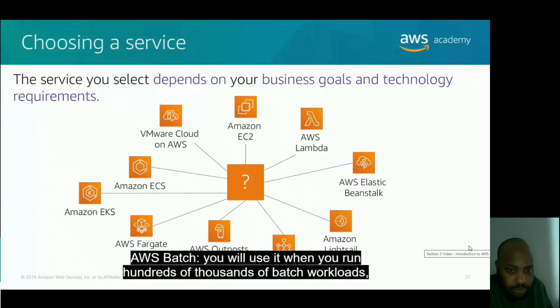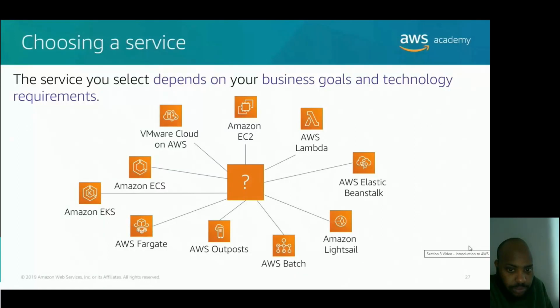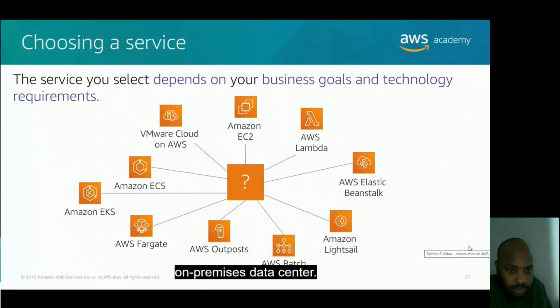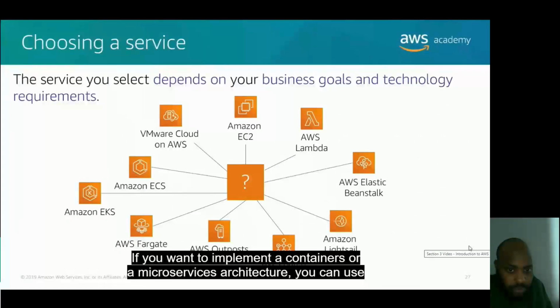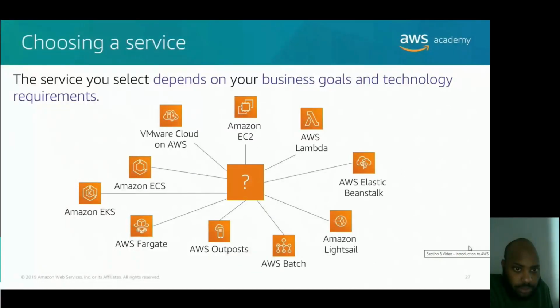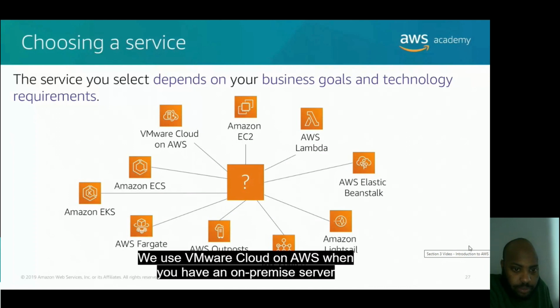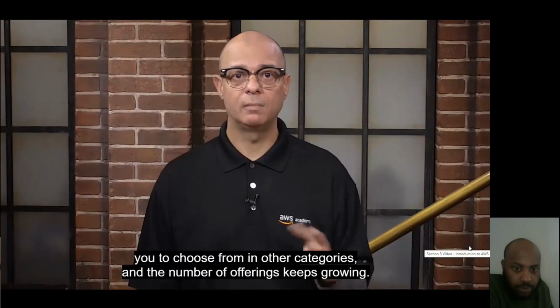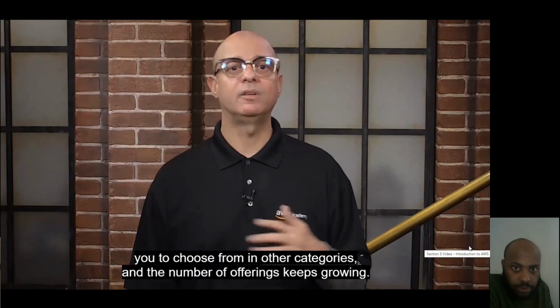AWS Batch, you will use it when you run hundreds of thousands of batch workloads and you need to run them reliably. AWS Outposts, you will use when you want to run AWS infrastructure in your on-premises data center. If you want to implement a containers or a microservices architecture, you can use Amazon Elastic Container Service, Amazon Elastic Kubernetes Service, or AWS Fargate. We use VMware Cloud on AWS when you have an on-premises server virtualization platform that you want to migrate to AWS. There are also a variety of services for you to choose from in other categories, and the number of offerings keeps growing.